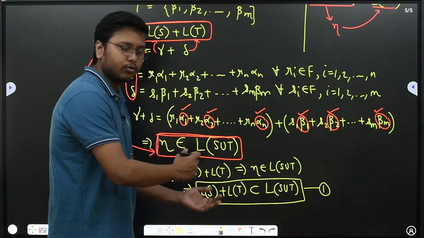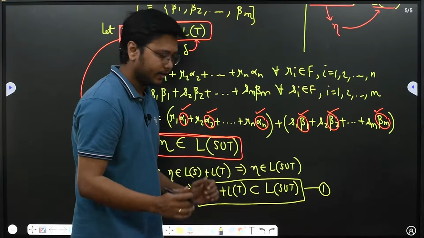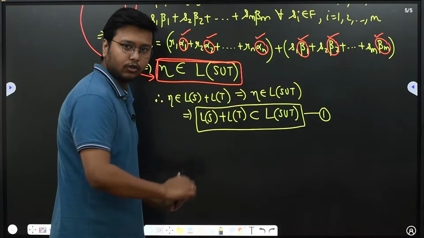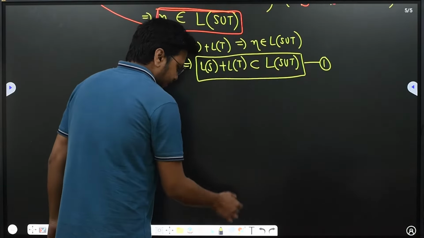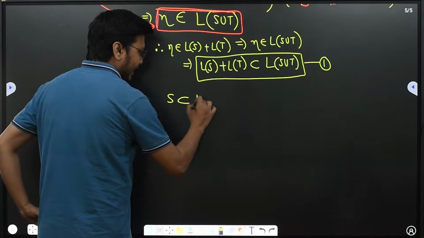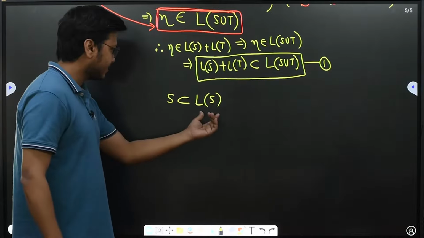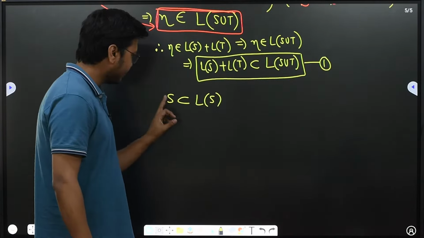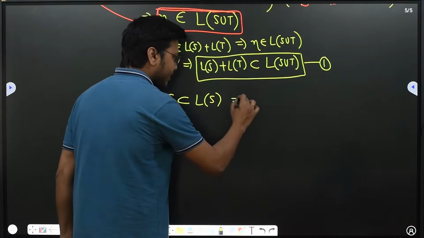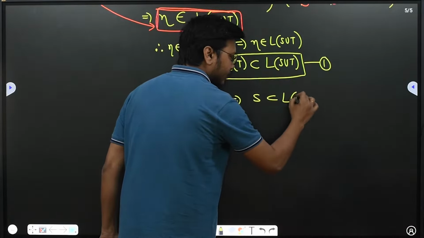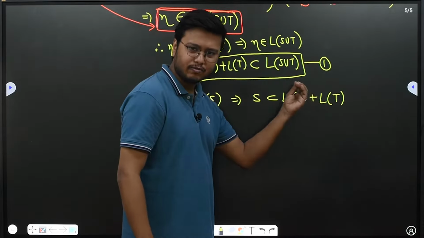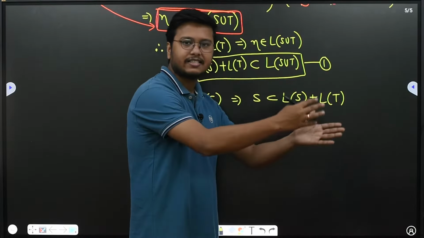Similarly, I have to show the reverse part as well. To show the opposite is also happening, we can make some simple observations. We know Ls is a subspace that contains the S set itself. So S is a subset of Ls. From here I can say that S is also a subset of Ls plus Lt. If I add something, it's still going to be the same because I'm just increasing the size on the right hand side.